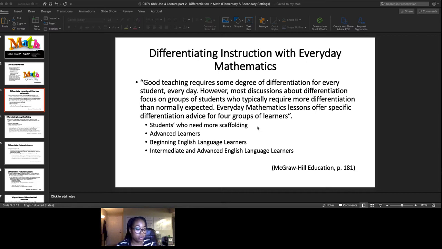And this becomes very important in math when students have severe gaps in their skill ability, and you're not able to answer that within just a quick fix of a rotation of stations, or just a simple example or visual aid. They may need a lot more. So there are 4 groups of learners that this chapter focuses on: students who need more scaffolding, advanced learners, beginning English language learners, and then intermediate and advanced English language learners.